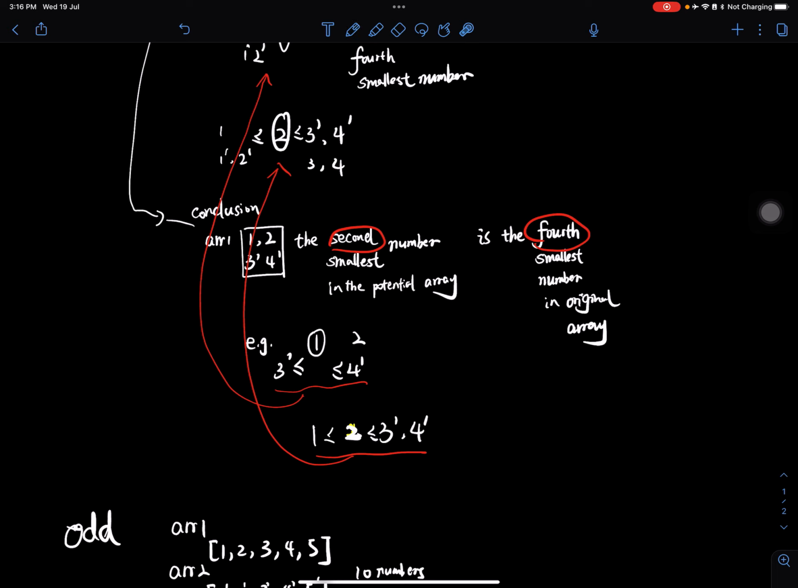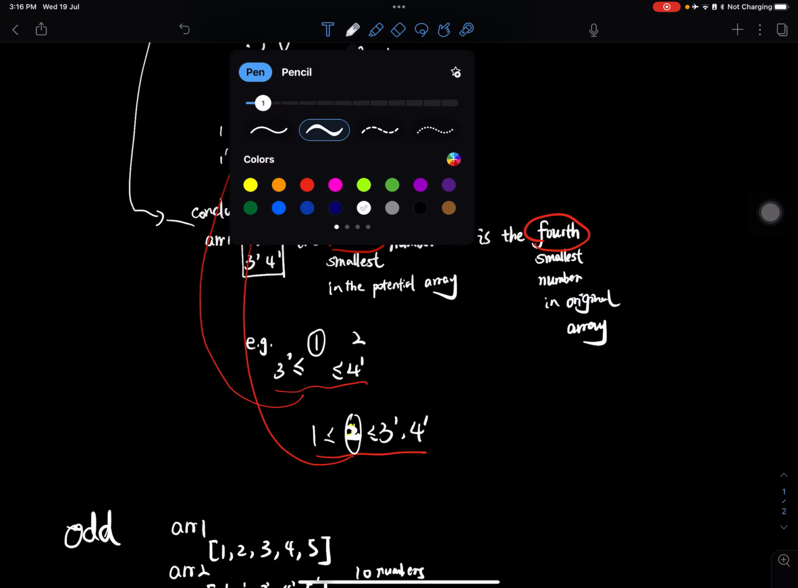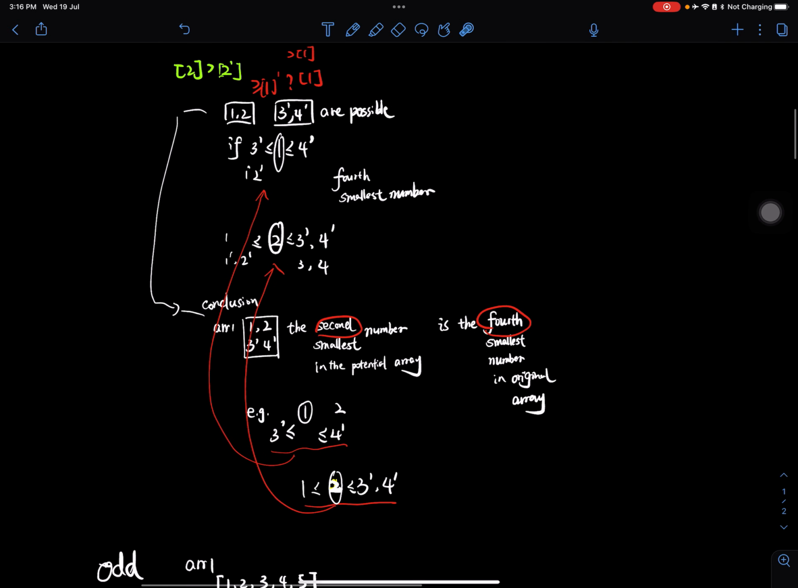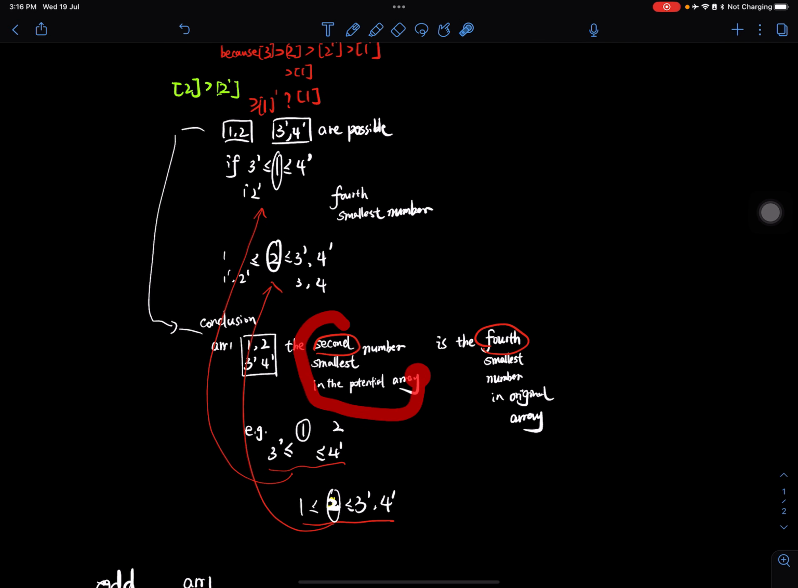We can see 2, the right side of 2 is 2 numbers, and the right side of 1 is 2 numbers, the left side of 1 is 3, and the left side of 2 is 1. So the same logic applies. The second smallest number in the potential array is the first smallest number in the original array.